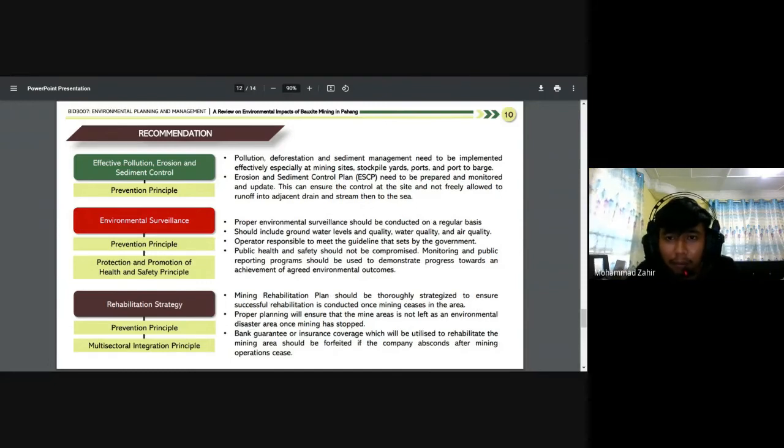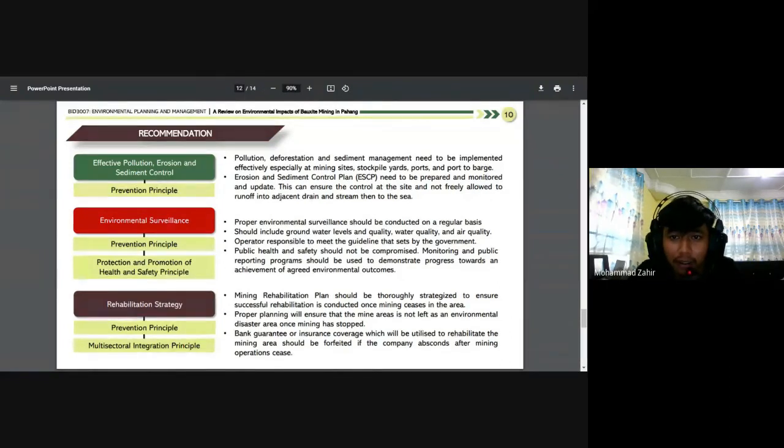The guiding principle for this recommendation is the prevention principle. For instance, the ESCP for mining needs to be planned and continuously monitored and supervised. This action can control the impact of bauxite mining and reduce the impact on the environment.